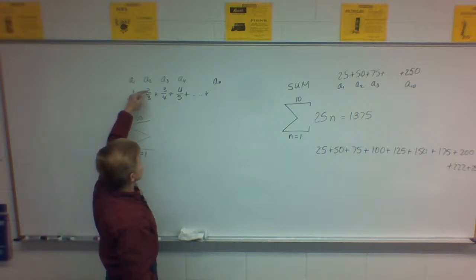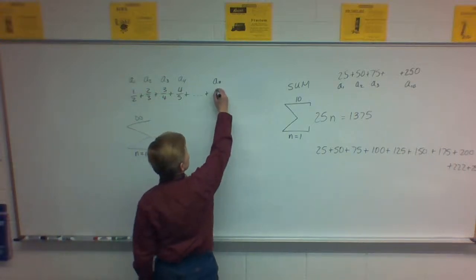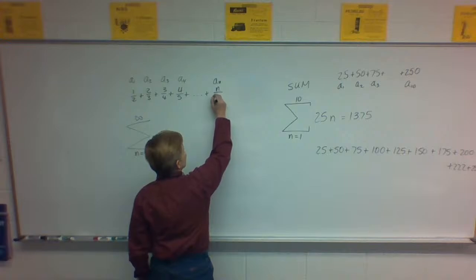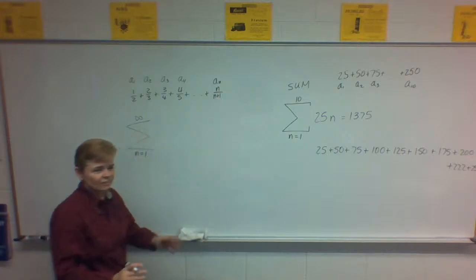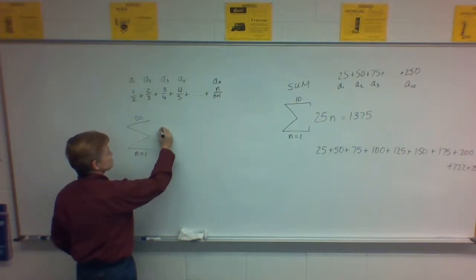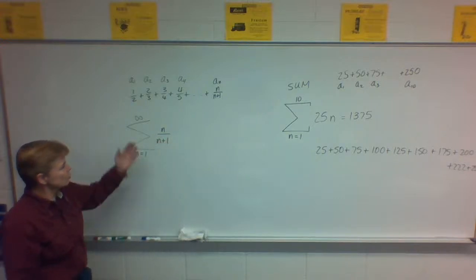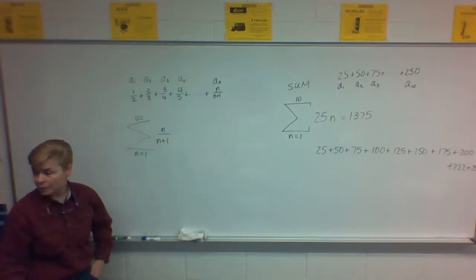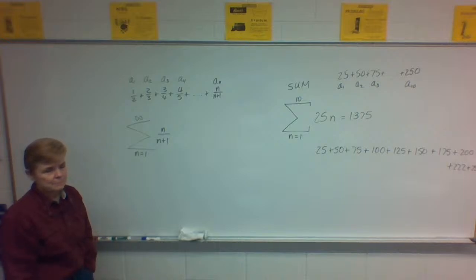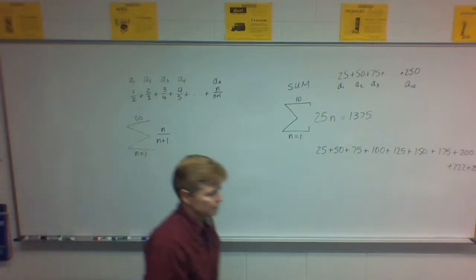Aren't these top numbers n? Yeah. What are the bottom numbers? n plus 1. That's all. That's how you write the idea to add all of those up that way. You see? You kind of follow that? All right, moving on.